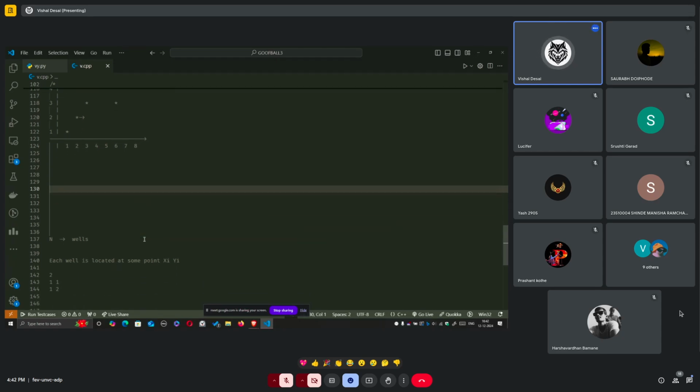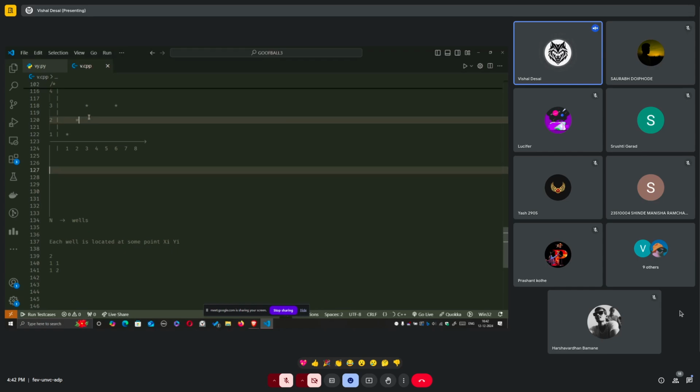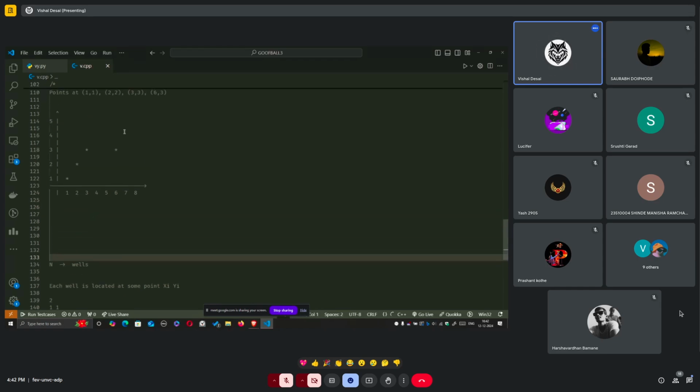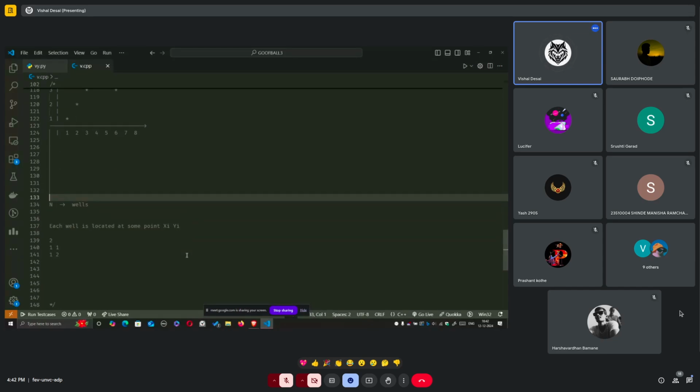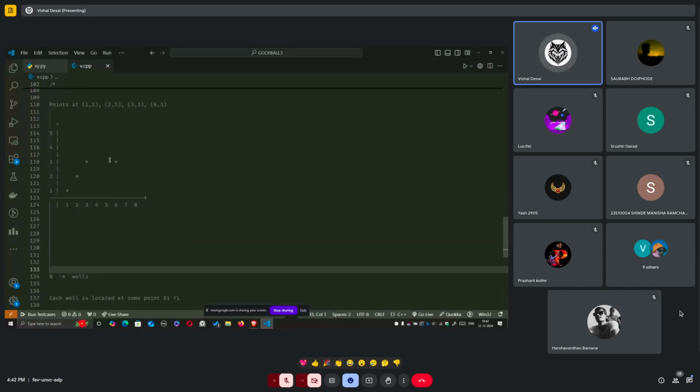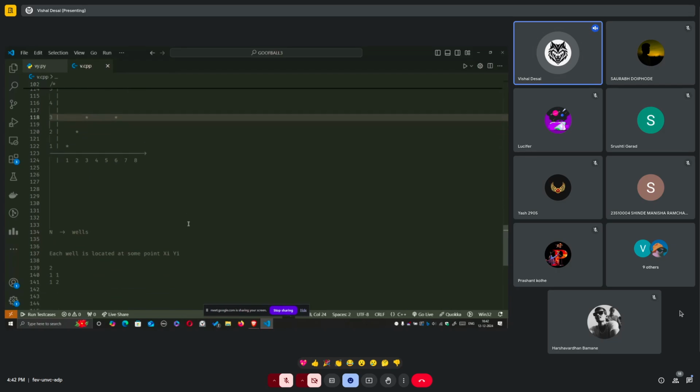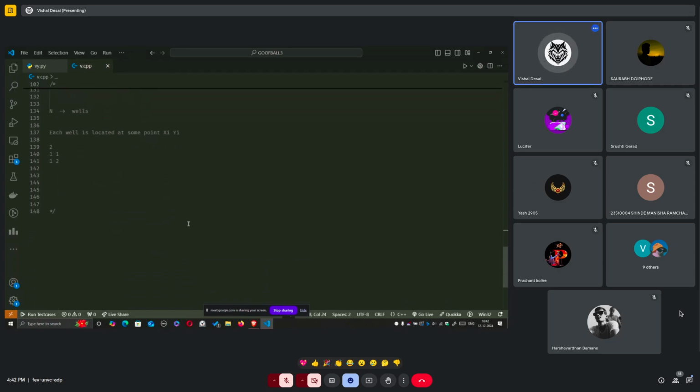Does anyone have any idea? How can we solve this? Can you relate this concept to anything? Okay, I will tell. These are basically vertices of a graph. Consider this one as one vertex, this one as one vertex, this one as one vertex, this one as one vertex. How many of you know what is a minimum spanning tree?